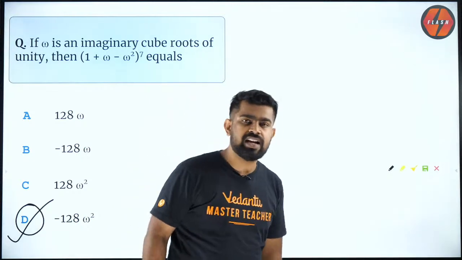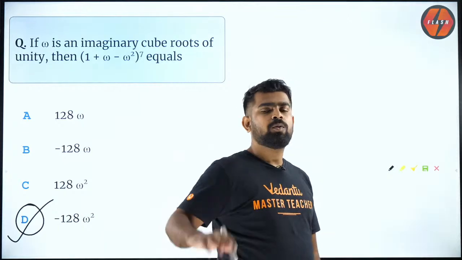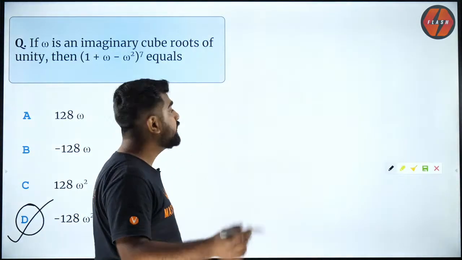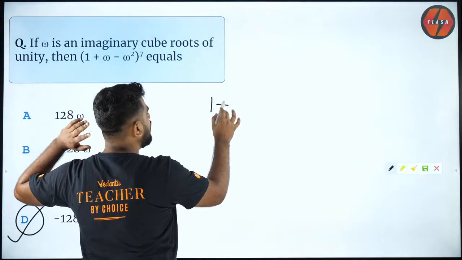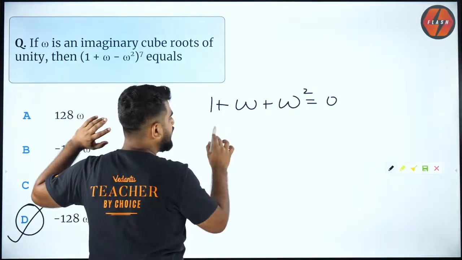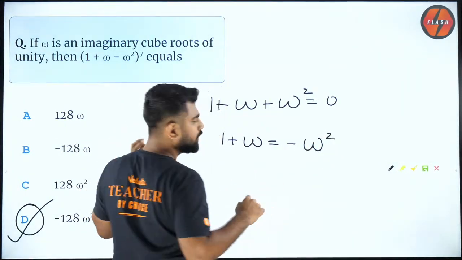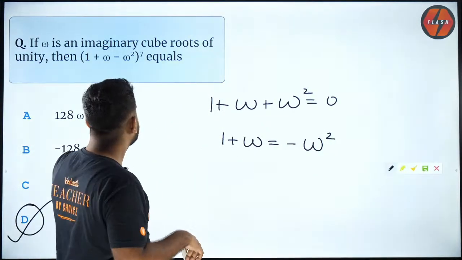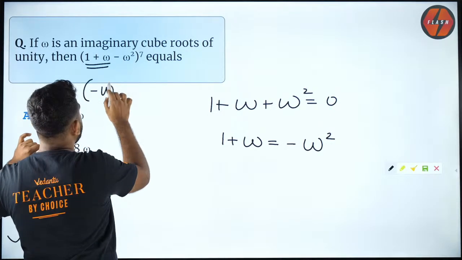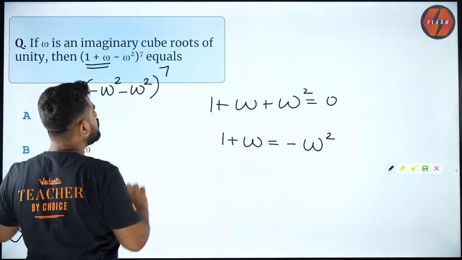Option D is correct. So Achyut and Banu, you have to listen carefully now. Whatever mistakes you made, try to follow this and correct it. First of all, can I say 1 plus omega square is 0? So can I say 1 plus omega is equal to minus omega square? Are you all okay with that? So can I replace this 1 plus omega with minus omega square? And already we have minus omega square. I will raise it to the power 7.